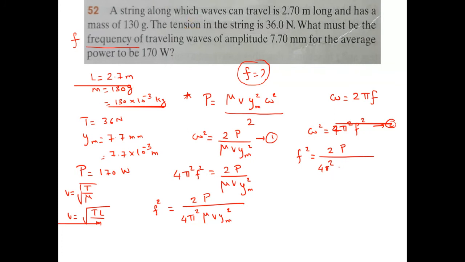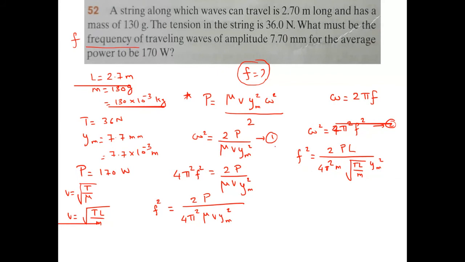So 4 pi squared mass, and this length will go to the top. Am I right? So I can write L here, right? Yes. And then V. What is our V? Our V is the square root of TL over mass, and Ym squared. Clear? Now you can see what is given here, and we are going to find only the frequency. Am I right or not?